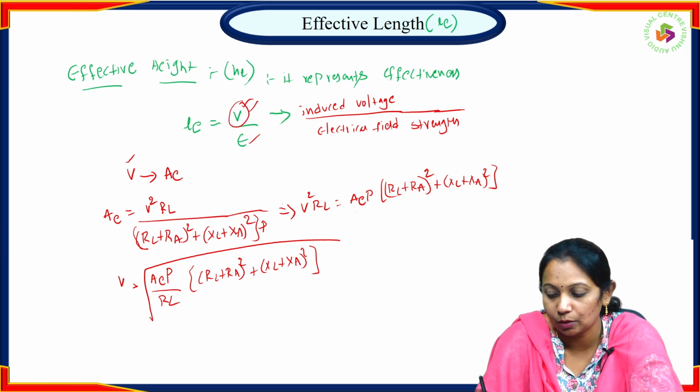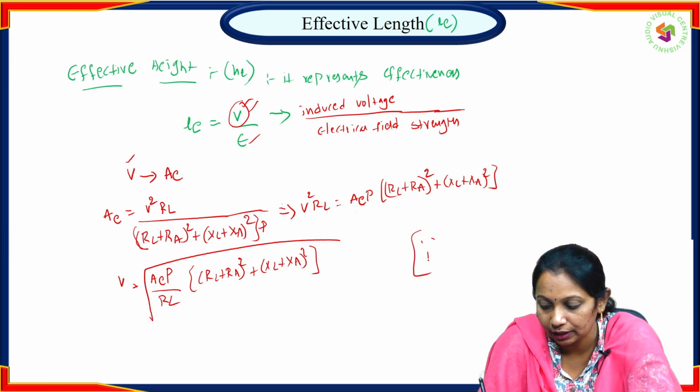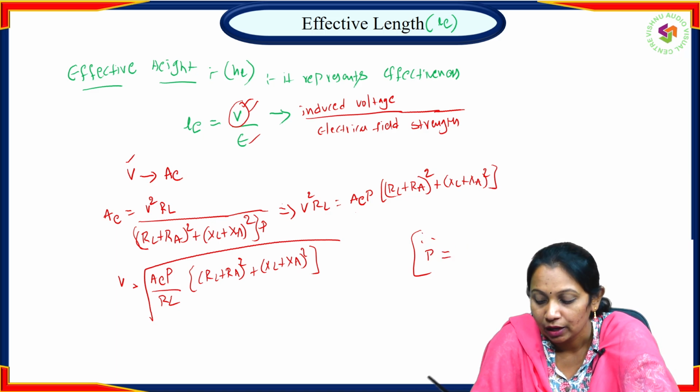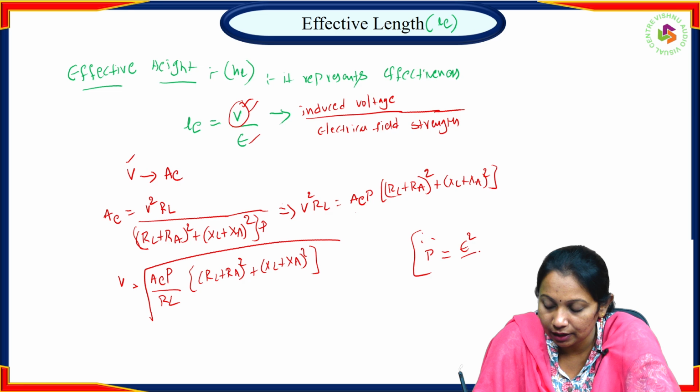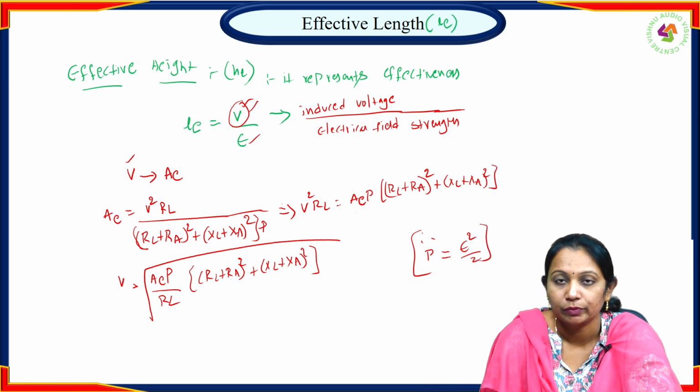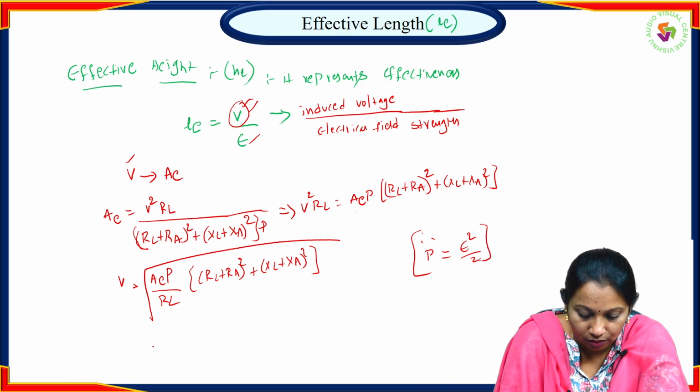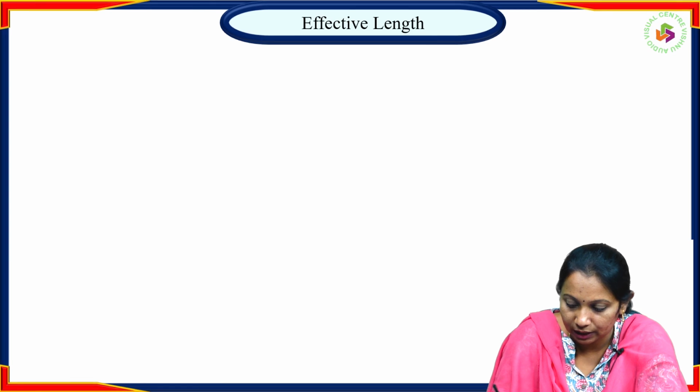But here P, the Poynting vector, is equal to E square by Z. Now I'll replace V with, what shall I replace it with?